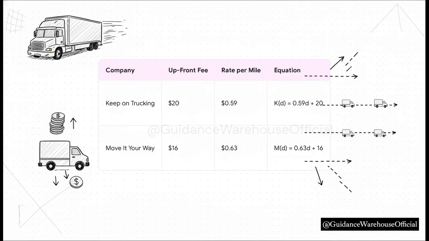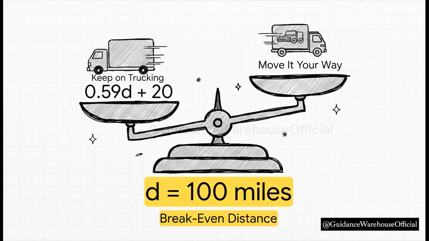We can answer that perfectly by turning each option into its own linear model. So which one is better? Well, the real answer is, it depends entirely on how far you're driving. The key here is to find the exact point where the costs are the same, the break-even point. We do that by setting the 2 equations equal to each other and just solving for the distance, d. And when you do the math, they break even at exactly 100 miles.